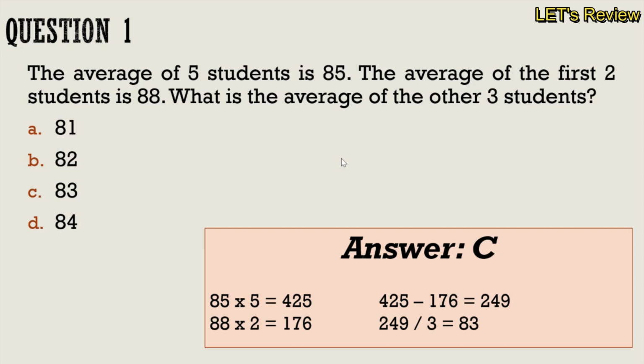85 times 5 is 425. 88 times 2 is 176. So 425 minus 176 is equal to 249. And 249 divided by 3 is 83.